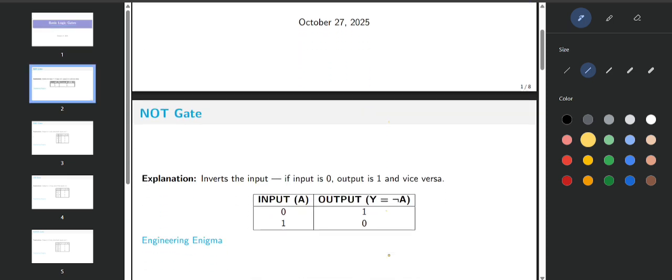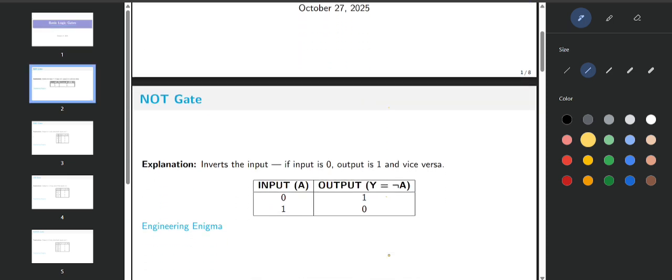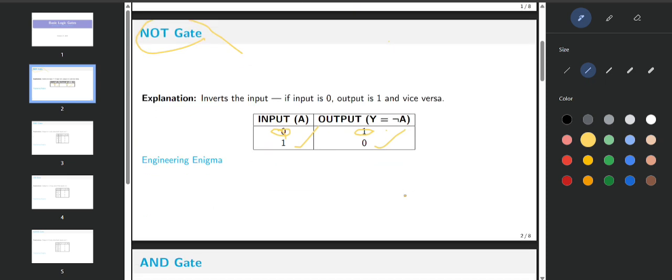The first one is nothing but the NOT gate. Already you know what a NOT gate is. It is like an inverter because it just does the opposite. If you give it a 0, it boldly says that it is 1. If you give it 1, it flips to 0. So if you give it 0, you end up getting 1. If you give it 1, you end up getting 0. That is what the classical NOT gate does. So is that clear?